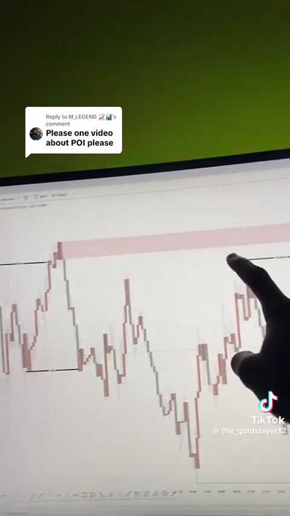Break of structure, market structure shifts, structural liquidity or inducement, order block reversal entry model, taps in.